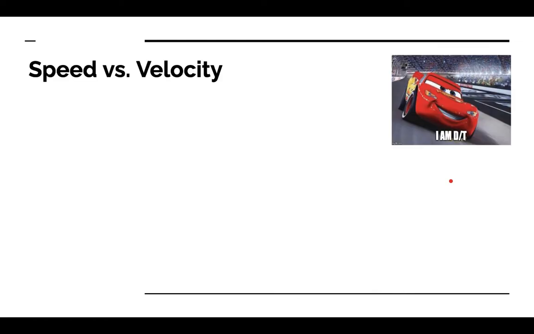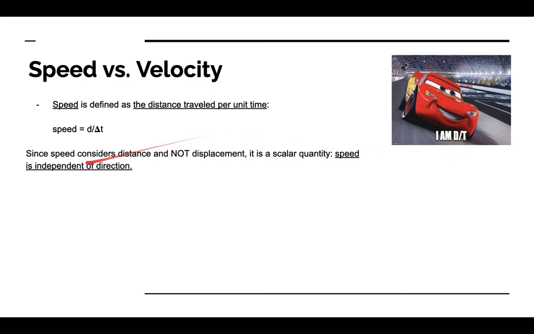So now we look at speed versus velocity. Just as there is a difference between distance and displacement, there's also a very subtle difference between speed and velocity. So speed is defined as the distance traveled per unit time. It's simply the distance traveled divided by the time interval it takes to travel that distance. Hence why I have the Lightning McQueen meme up right here: I am speed, or I am distance divided by time. Since speed considers distance and not displacement, it is a scalar quantity. It does not depend on direction. Speed is independent of the direction of your object.